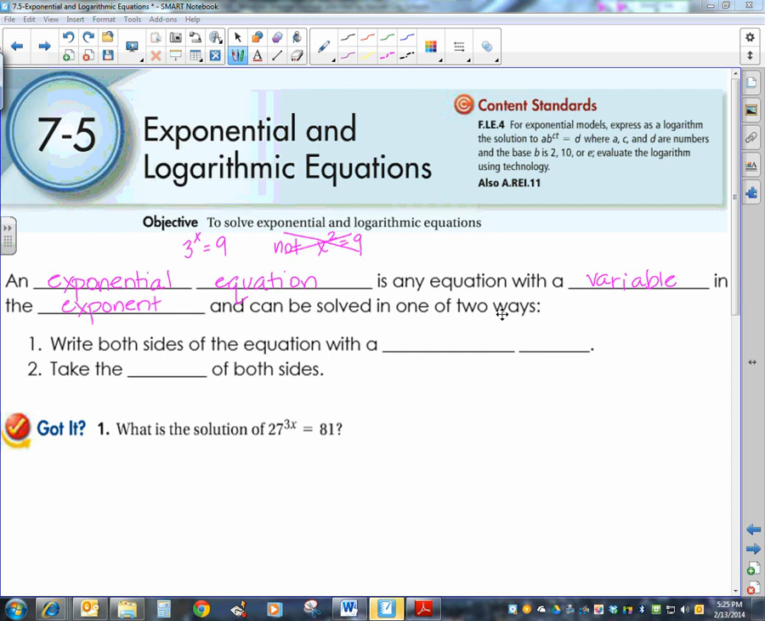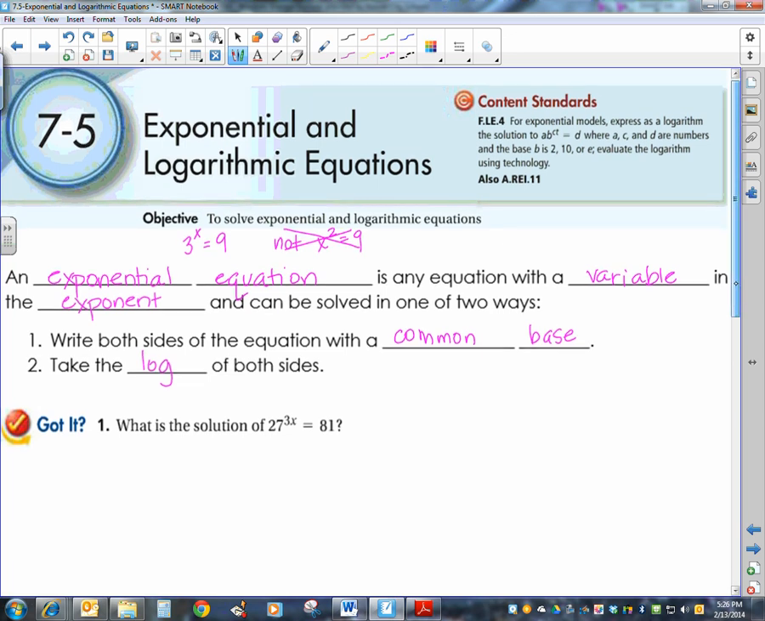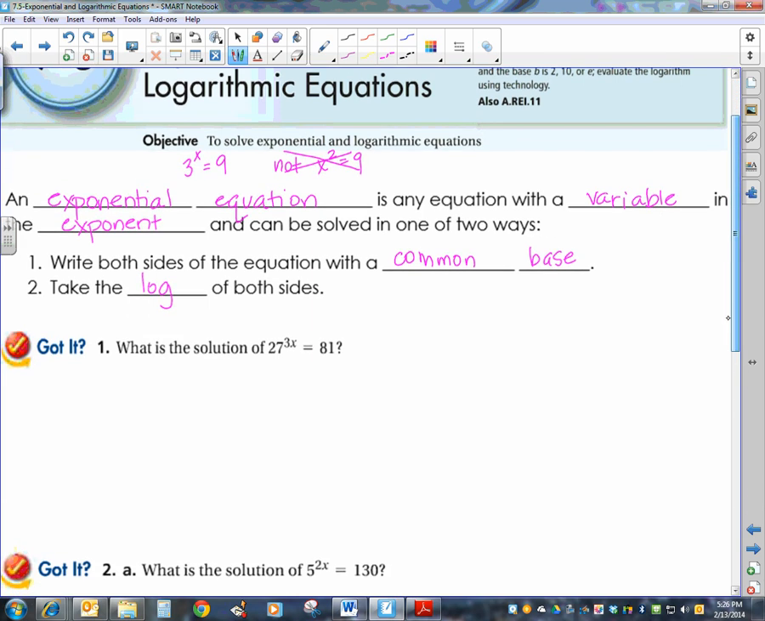There's two ways that we have to solve them. One is to write both sides of the equation with a common base. The other way is to take the log of both sides. So let's look at it and we'll determine when we need to use which method.